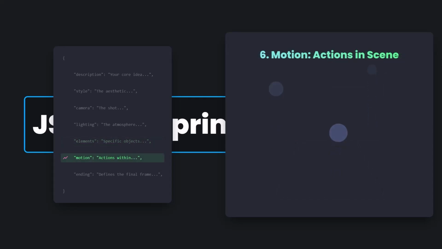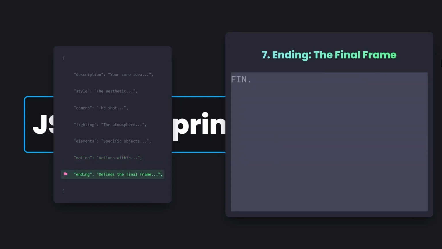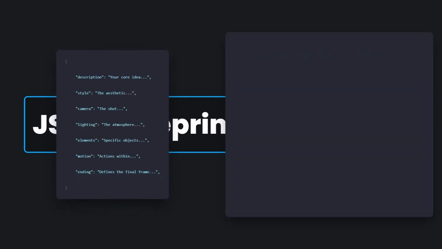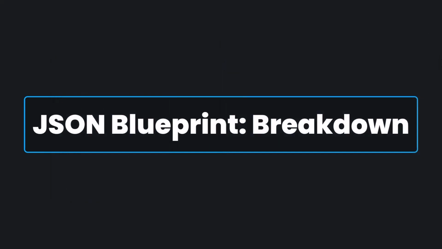Motion is about the dynamics within your scene, separate from camera movement. Are characters walking, cars driving, leaves rustling? This adds life to your AI generations. And finally, ending. This allows you to define the final frame or the conclusion of your clip, providing a sense of completion, especially important for seamless transitions or precise storytelling in your commercials. Mastering these elements gives you unparalleled power over Google Veo 3, turning it into a precise AI tool for your creative vision. This is the blueprint you need.